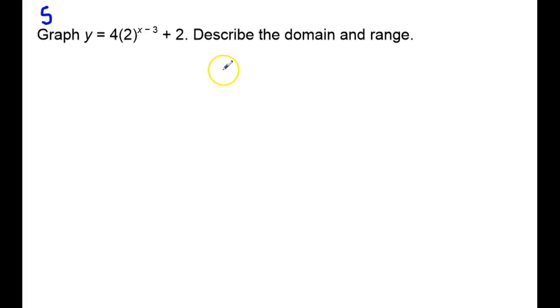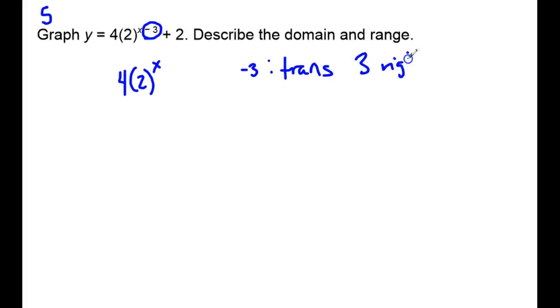This we looked at in example 3. We looked at something very similar. We looked at the graph of 4 times 2 to the x, right? And we talked about domain and range for that one. So what do I see that's happened from that? Well, I see that my exponent here has this x minus 3. So what does that do? That minus 3 translates my graph 3 units to the right. Right? And remember that if it's with the x, it moves it left and right.